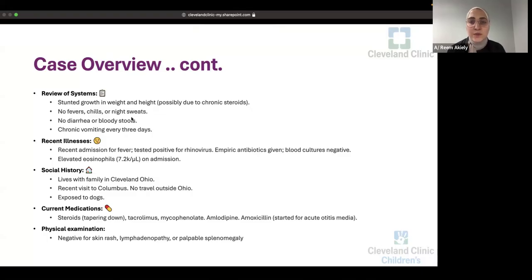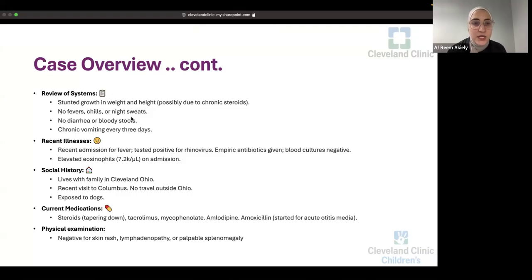So he was started on empiric antibiotics and also received stress dosing. By that time, the blood cultures were negative and he tested positive for rhinoenterovirus. It's important to note that even prior to that admission, the CBC on that admission also showed a marked eosinophilia of 7,000. In terms of social history and travel, he did not travel outside Ohio at that time, only went to Columbus.